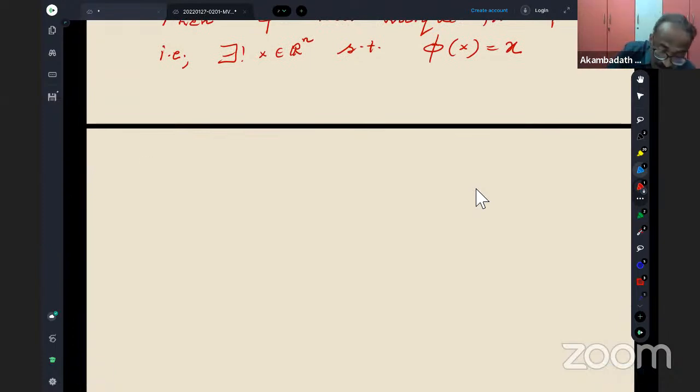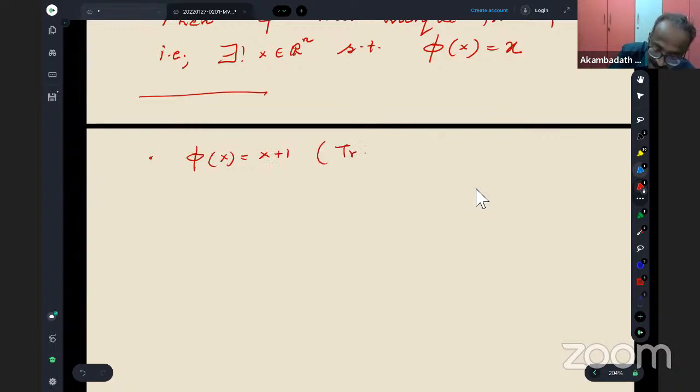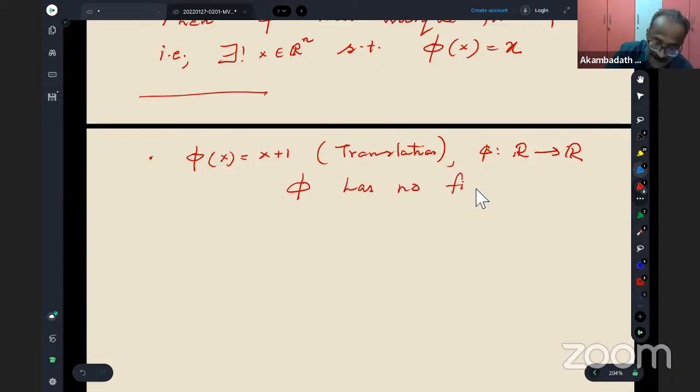The result is not always true. For example, if I take phi from R to R, phi x equal to x plus 1, a translation, it has no fixed point. You see? Phi has no fixed point. It's trivial, right? If x plus 1 is equal to x, then 1 is 0. No fixed point.